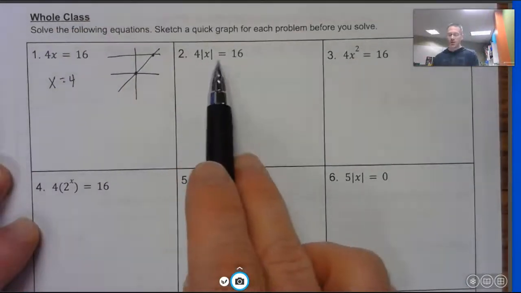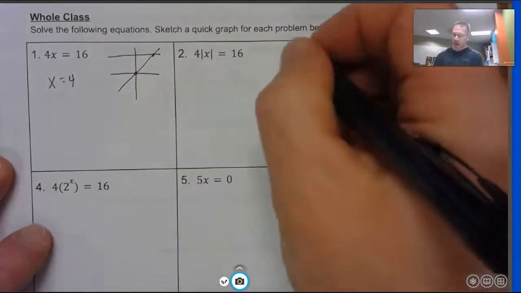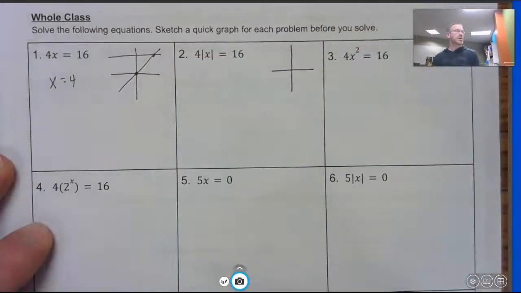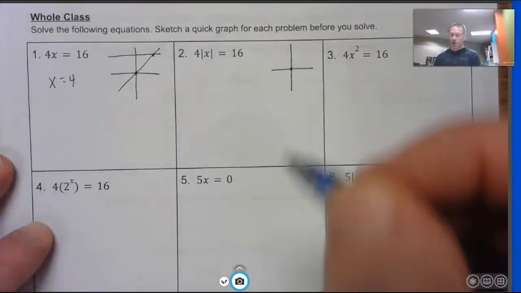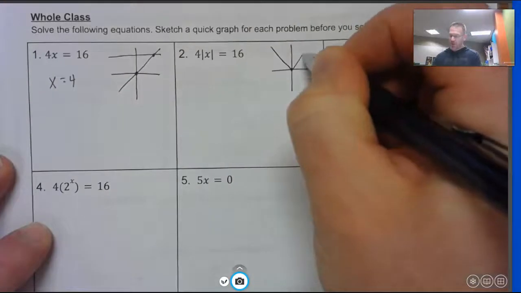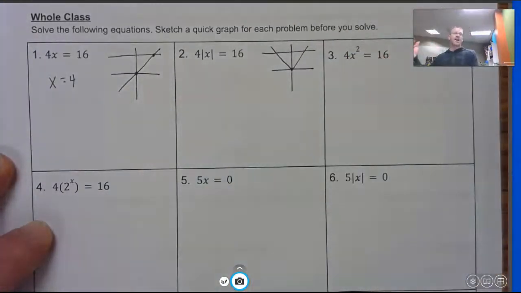Now, looking at problem 2. This is an absolute value function. The starting point is 0, 0. It has a positive 4, so I know it opens up. So it looks something like that. And once again, 16 is up here. I should get 2 solutions just from that quick graph.